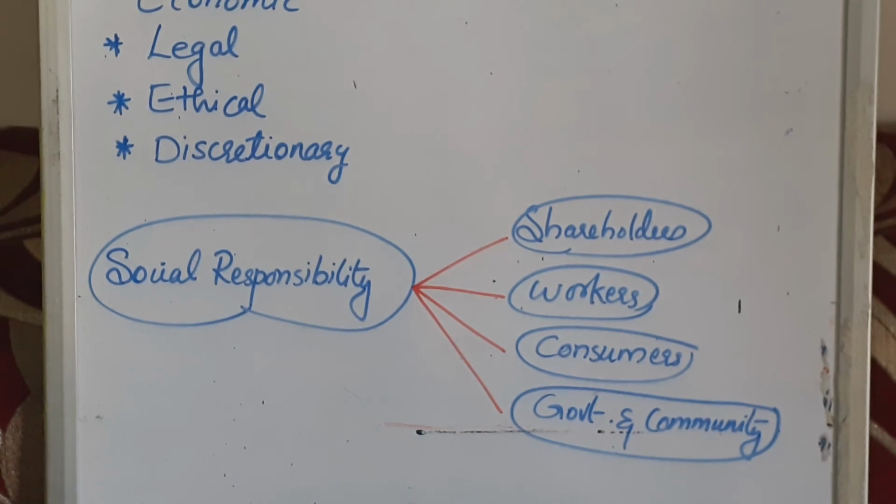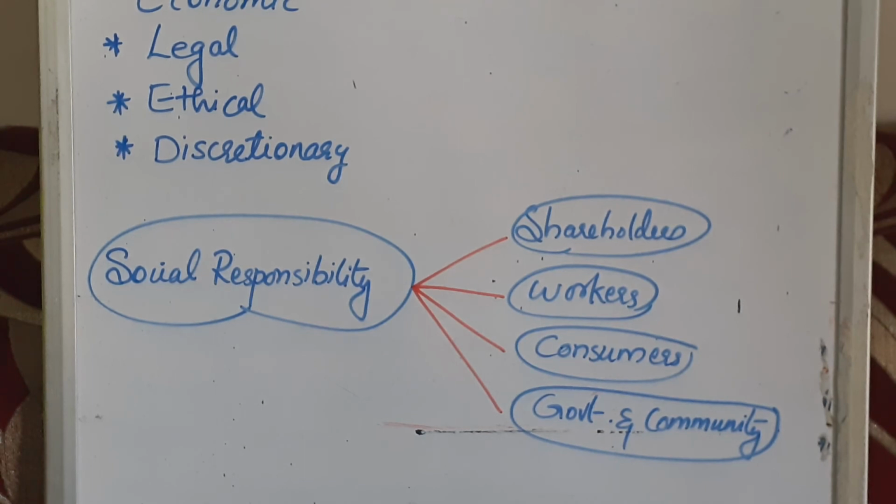Now we will see social responsibility towards different interest groups. The different interest groups of business organizations are shareholders or owners, workers, consumers, government and community, etc. First, responsibility towards the shareholders or owners. A business enterprise has the responsibility to provide a fair return to the shareholders or owners on their capital investment and to ensure the safety of their investment.